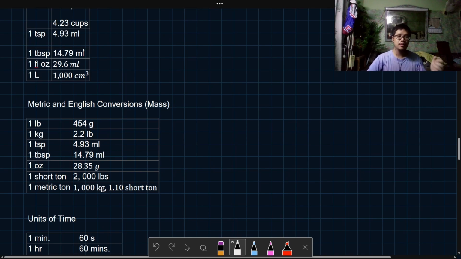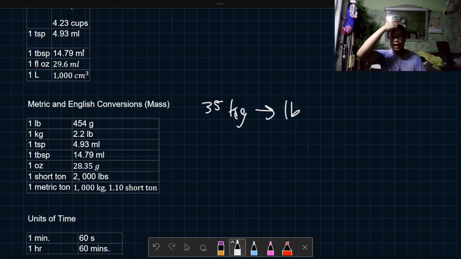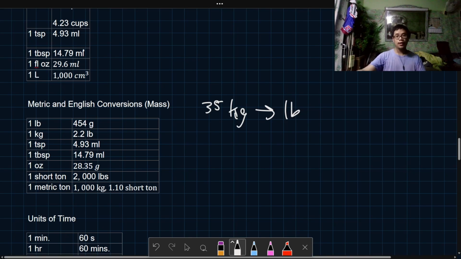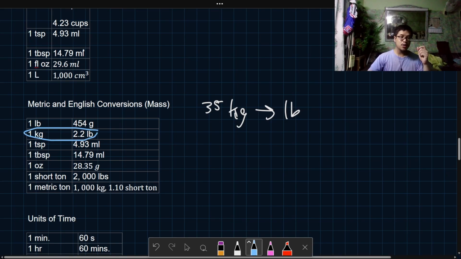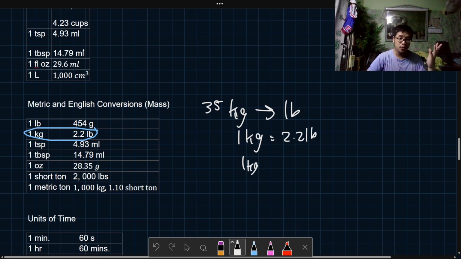First, let's start with 35 kilograms to pounds. How would you convert 35 kilograms to pounds? You will find its equivalent. First and foremost, we know that 1 kilogram is equivalent to 2.2 pounds. So we can now apply dimensional analysis. As usual, you have two choices in fractions: either 1 kilogram all over 2.2 pounds or 2.2 pounds all over 1 kilogram.